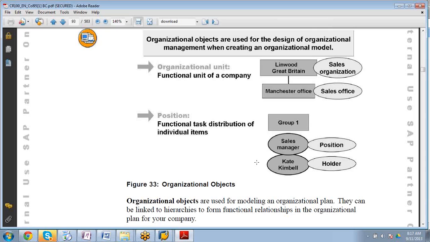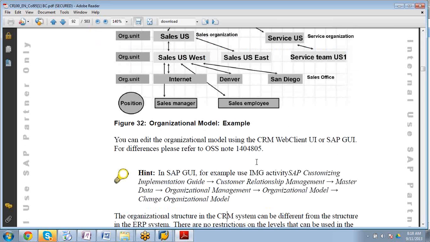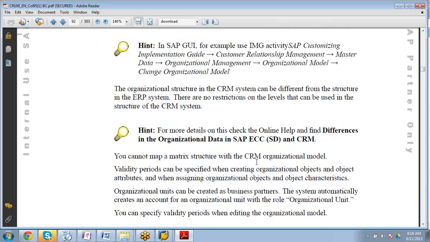Write a side heading called Organizational Objects. There are two major organization objects. Number one, org unit. Number two, position. They are used to link the hierarchies.